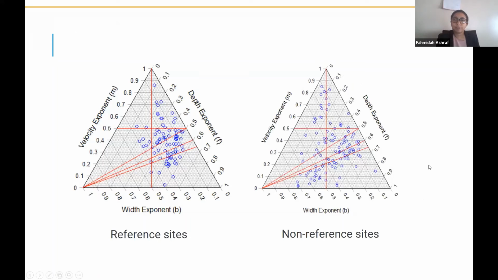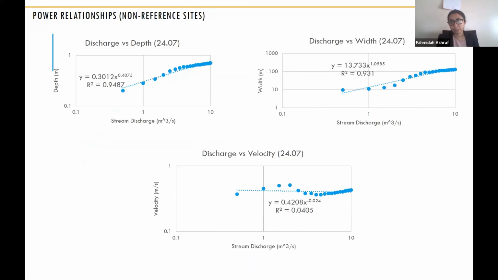Now, these are non-reference sites, so they have instability both at local and regional scale. They are random. So we do not find any trend when they have instability at both local and regional scale. Still, they follow a power relationship.